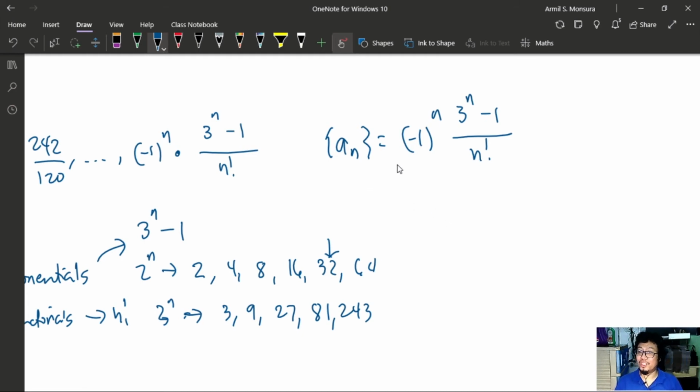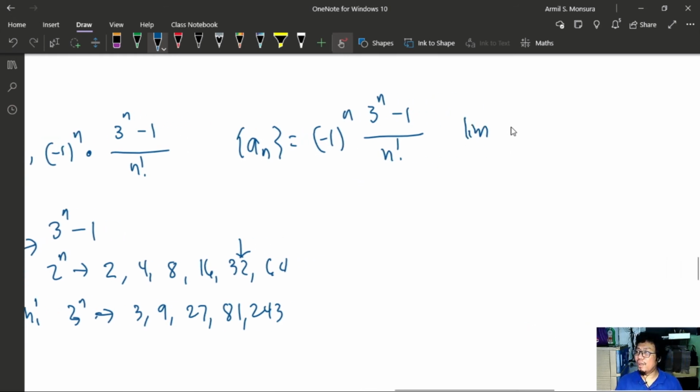convergence or divergence of the sequence. Since this is an alternating sequence, we can start by applying theorem 4. Theorem 4 is the absolute value theorem, which means that the limit of our alternating sequence a_n as n approaches infinity is actually equal to the limit of the absolute value of that sequence as n approaches infinity.